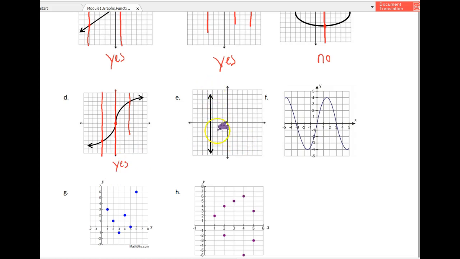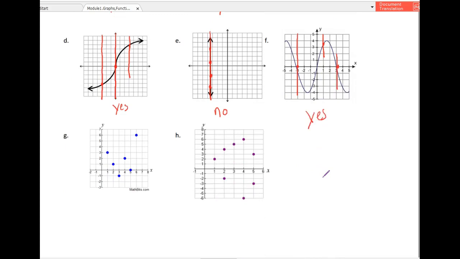Now what about a vertical line? Well, if I draw a vertical line through that vertical line, I'm touching it infinitely many places. This is definitely not a function. What about this little squiggle here? Same thing. If I draw vertical lines anywhere through this graph, it's only ever going to touch at one point. Yes, this is a function.